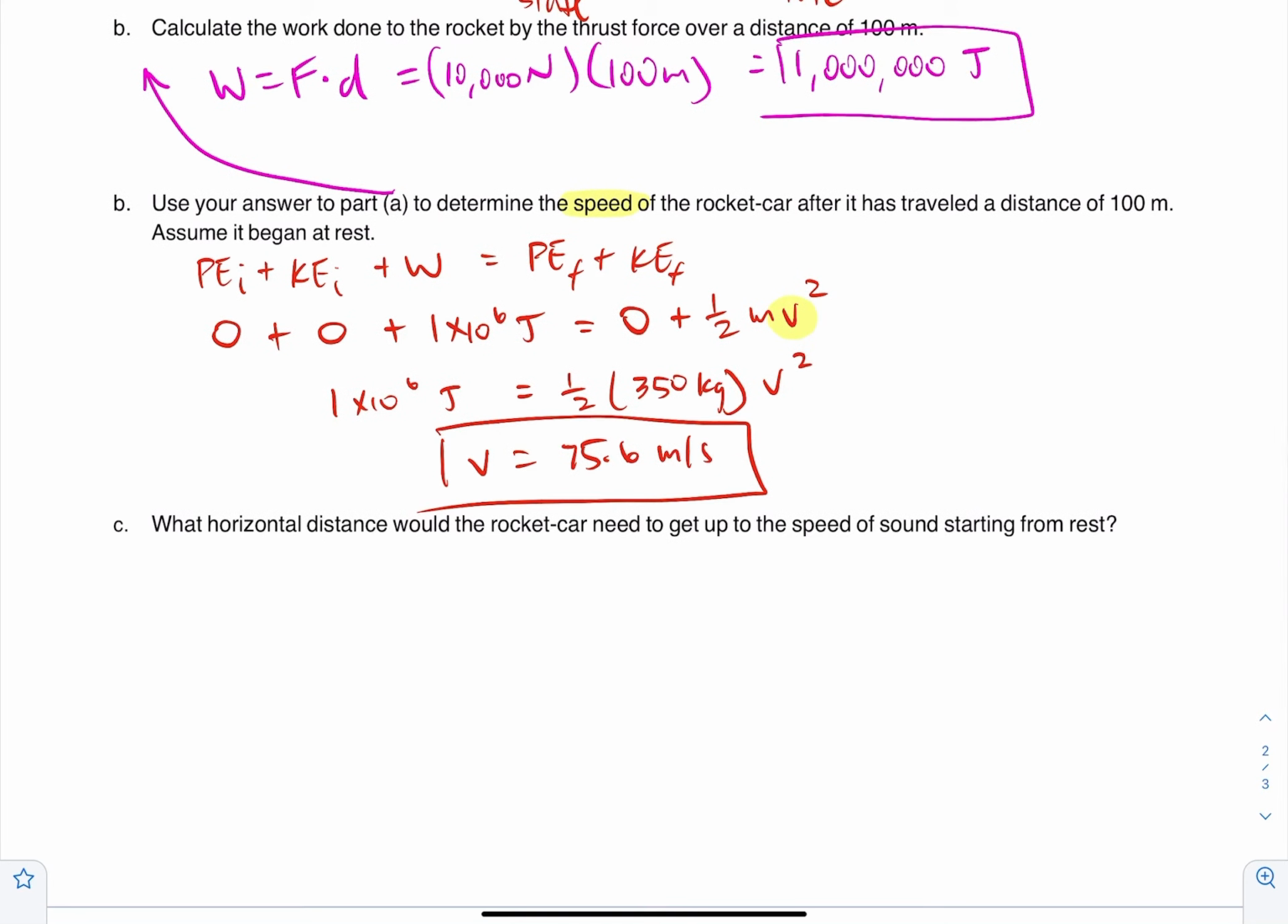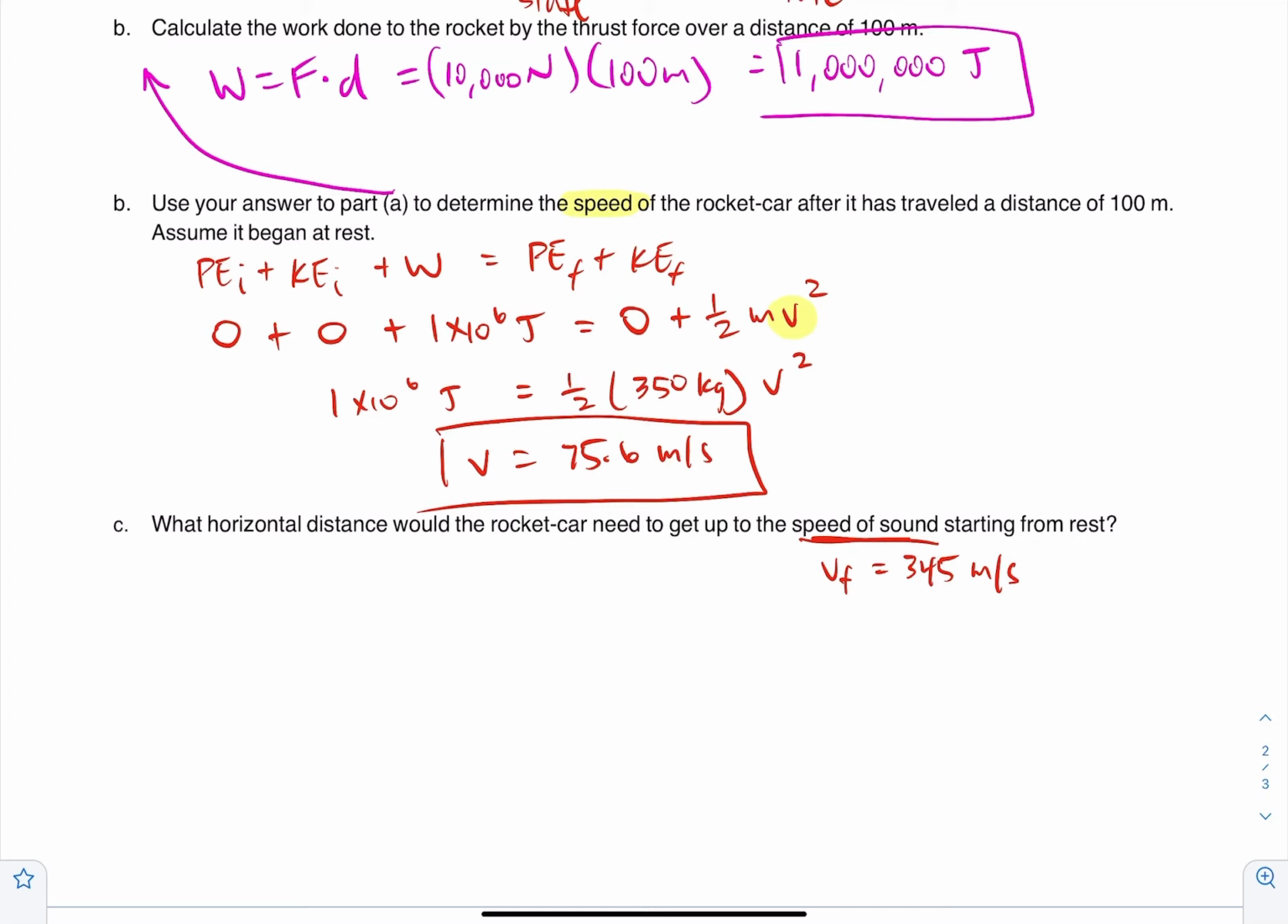All right, closing this out. What horizontal distance would the rocket car need to get up to the speed of sound if it's starting from rest? Okay, so speed of sound, this was given in the introduction. I'm going to say this is the final velocity, 345 meters per second. That's the speed of sound. Okay, so what horizontal distance would be needed?